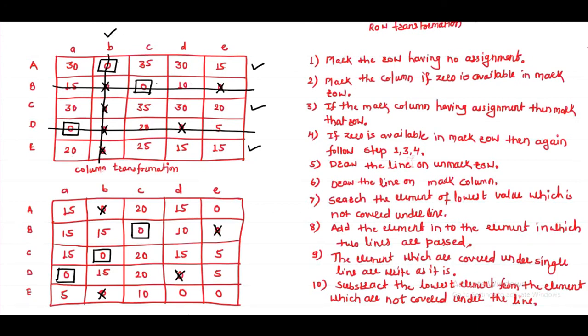Now in the fourth column only one zero is available, so we draw a square around that zero. Then we check whether any zero is available in the fifth row. Zero is available, so we draw a cross on that. Now in the last column only one zero is available, so we draw a square around that zero. Now we check the number of assignments: 1, 2, 3, 4 and 5. The number of assignments is 5 and the order of the matrix is 5. So this is our solution for this problem.